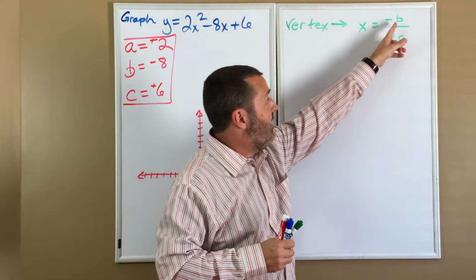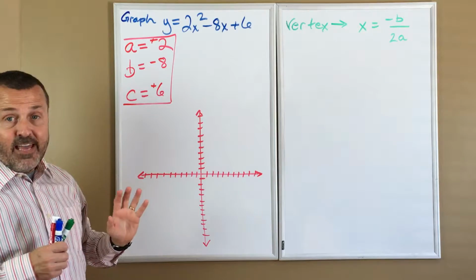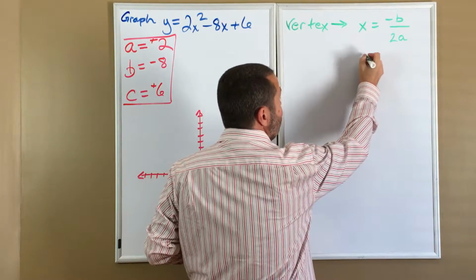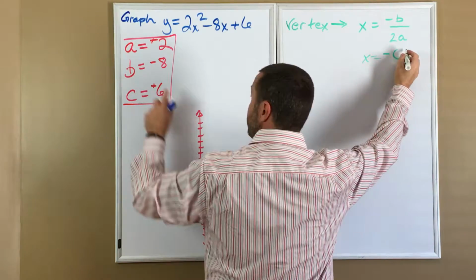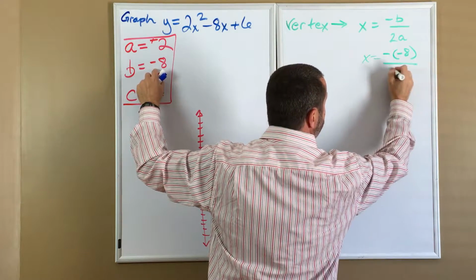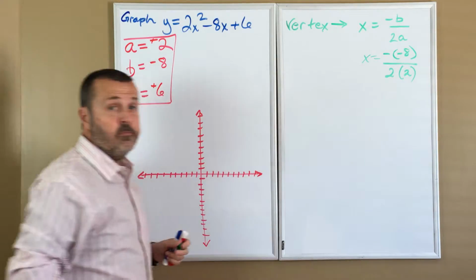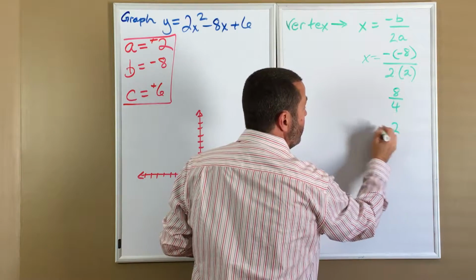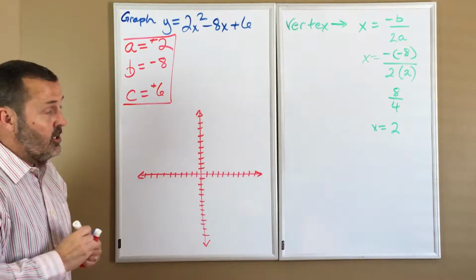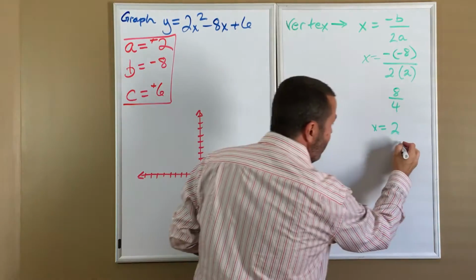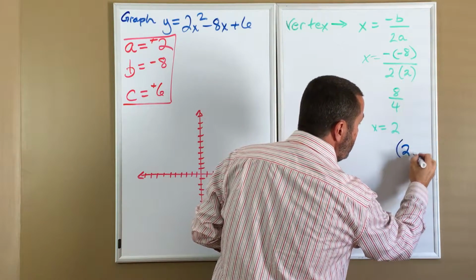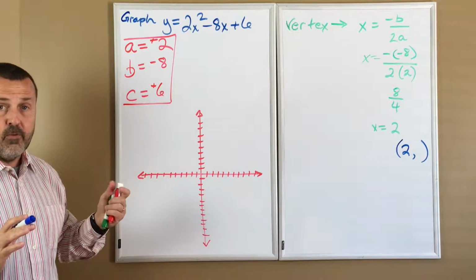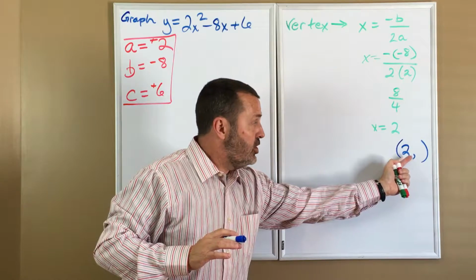Now, I know from finding my b, I have a b value of negative 8 and I have an a value of 2. So I can go right over here and I can say x equals the opposite of negative 8 all over twice 2. Opposite of negative 8 is 8 over 4. My x is 2. So my x value in my ordered pair is 2 something. I have to find the y part to my ordered pair, 2 something.